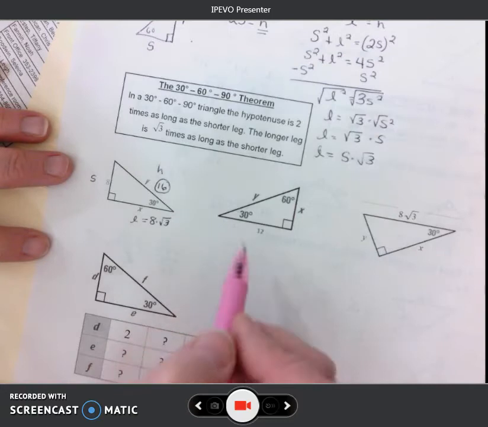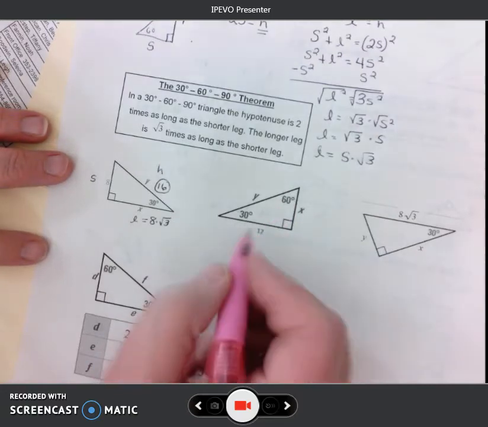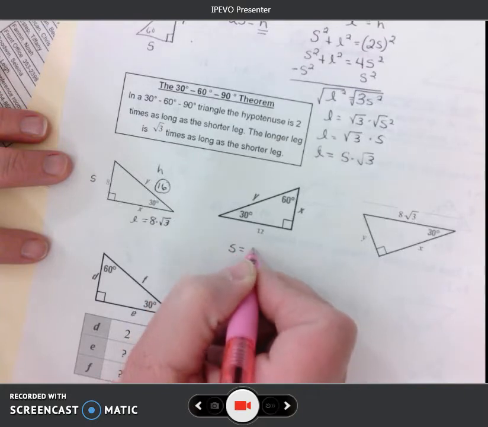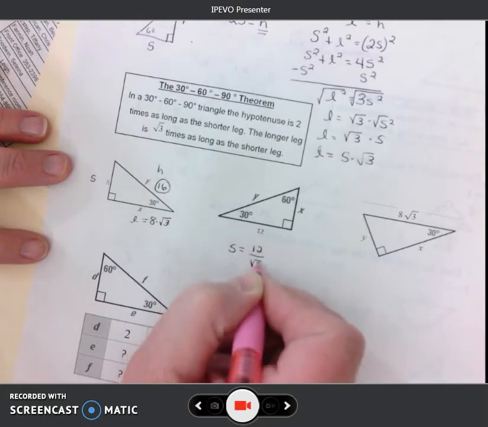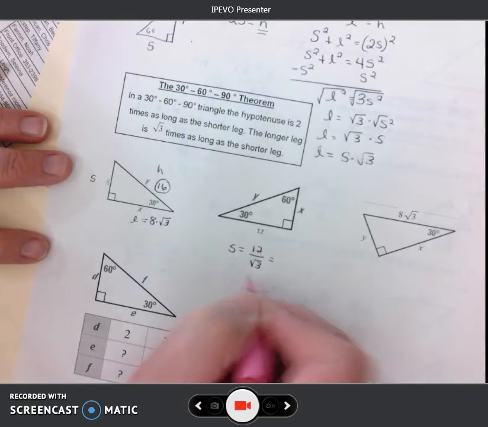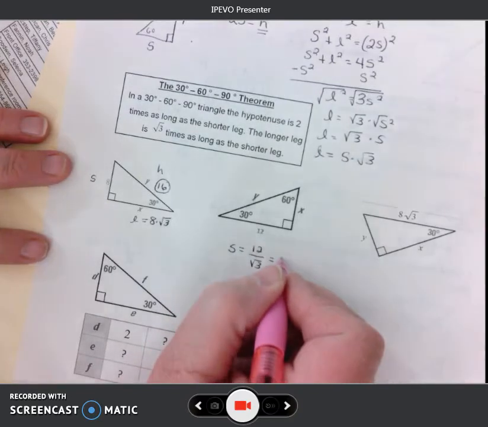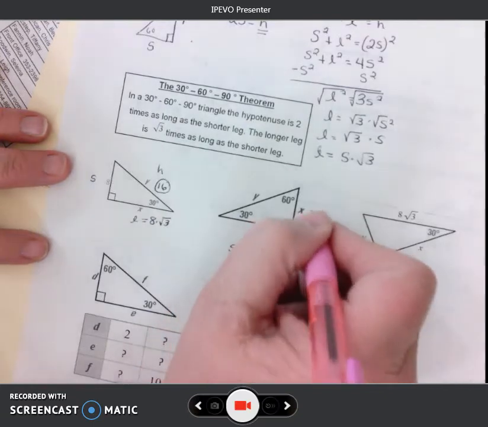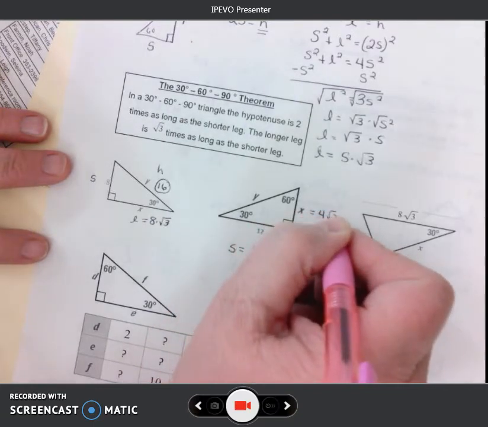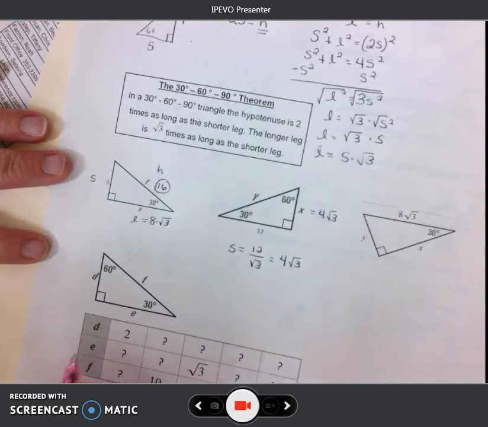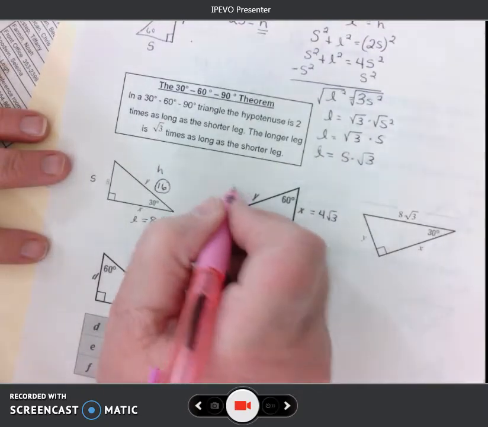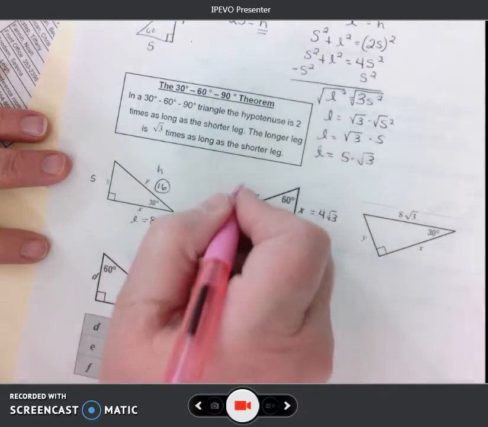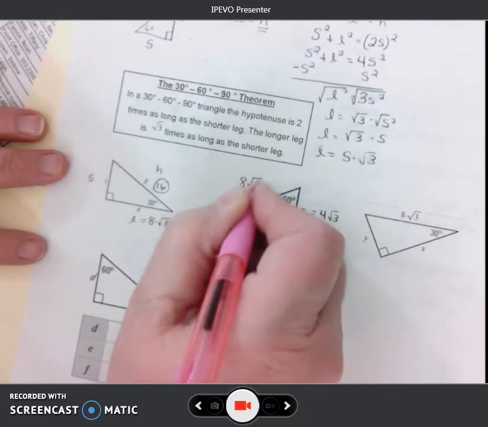In the next problem, we have the long side is 12. So to get the short side, we take the long side and divide by square root of 3. Now, if I put that in my calculator, I'll see that that is 4 square root of 3. So the short side is 4 square root of 3. But then to get the hypotenuse, I'm going to take that and multiply by 2, double it. Well, that would be 8 square root of 3.